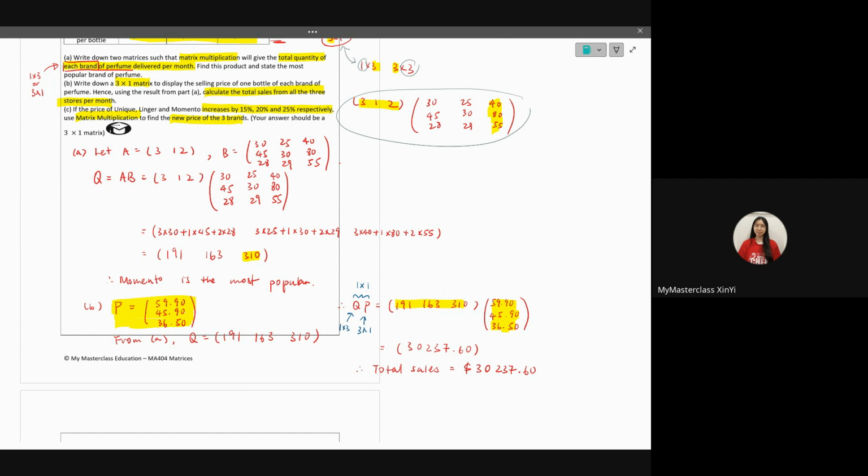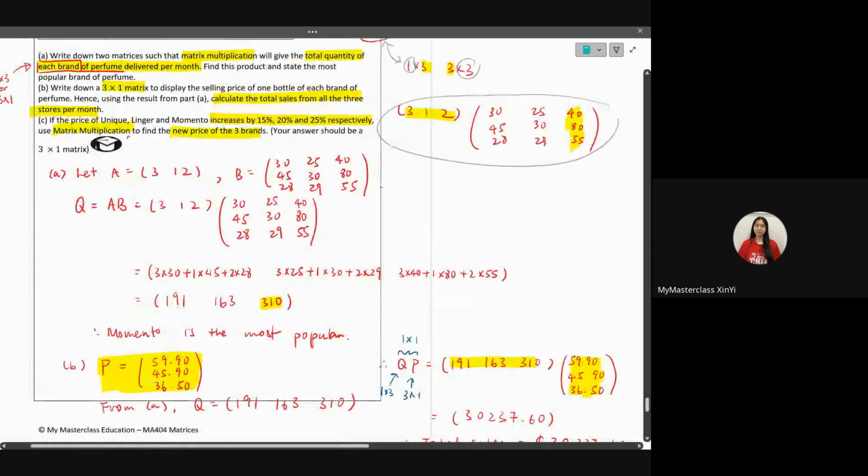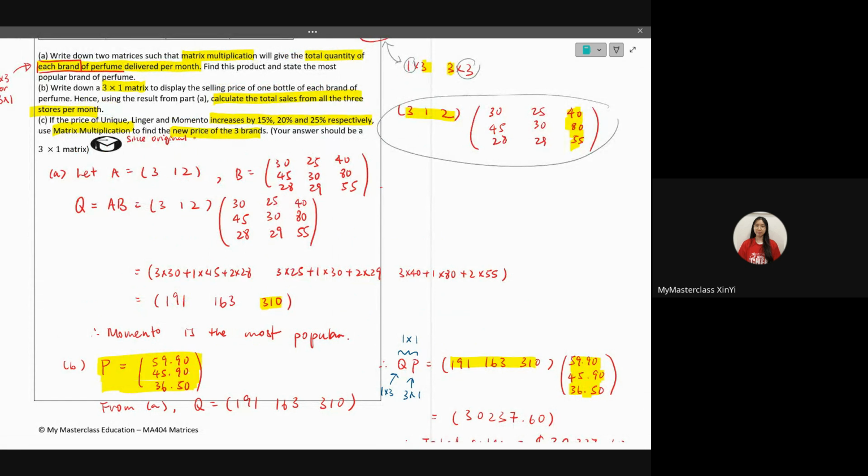So let's take note first. Since the original price was a 3 by 1 matrix, right?